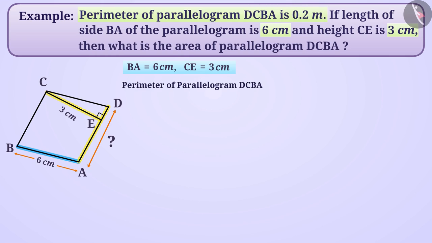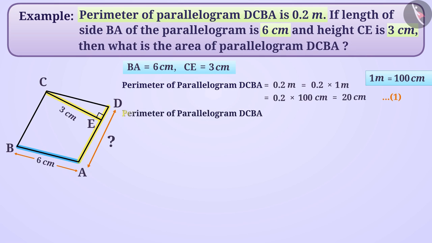Here, perimeter of parallelogram DCBA is equal to 0.2 meter, which is 0.2 multiplied by 1 meter, which is 0.2 multiplied by 100 centimeter, which is equal to 20 centimeter. Here, perimeter of parallelogram DCBA is equal to DC plus CB plus BA plus AD. In parallelogram, measures of opposite sides are equal. Therefore, here BA is equal to DC is equal to 6 cm and CB is equal to AD.